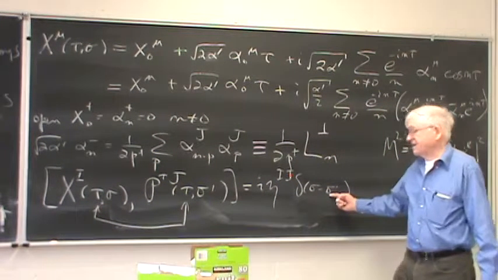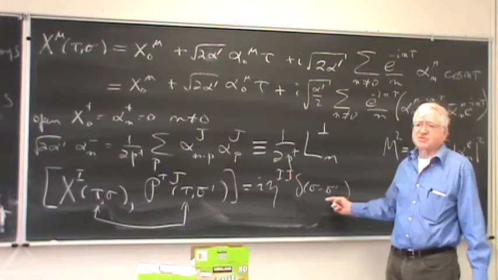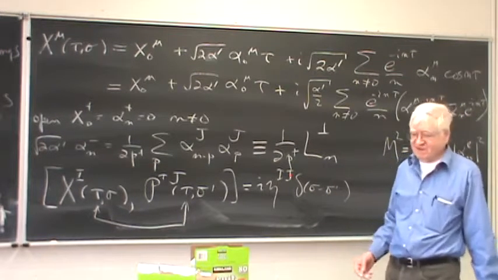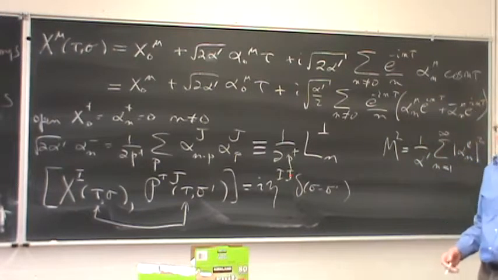And they vanish unless the point on the string, the 2 points are equal. In a sense, they're equal sigma commutation relations because otherwise it's 0.